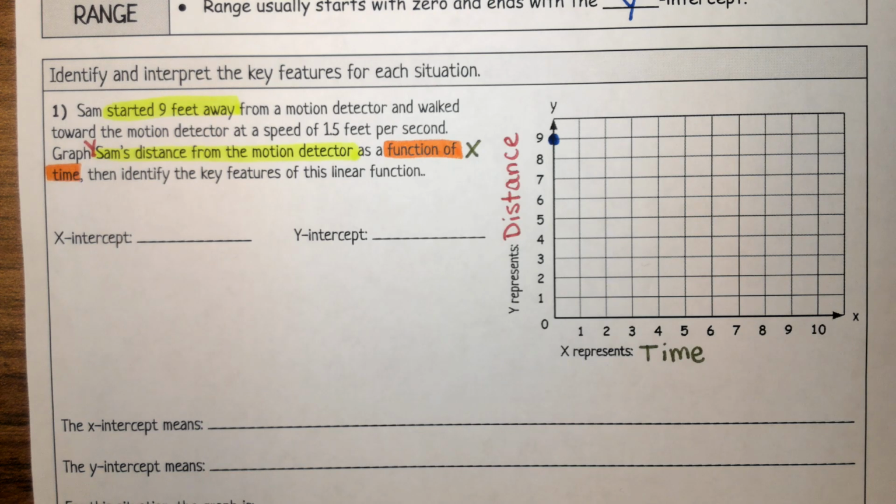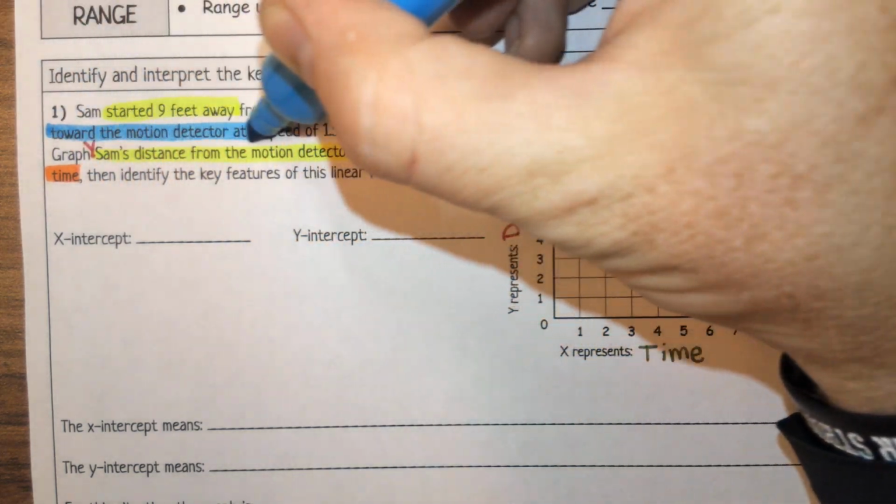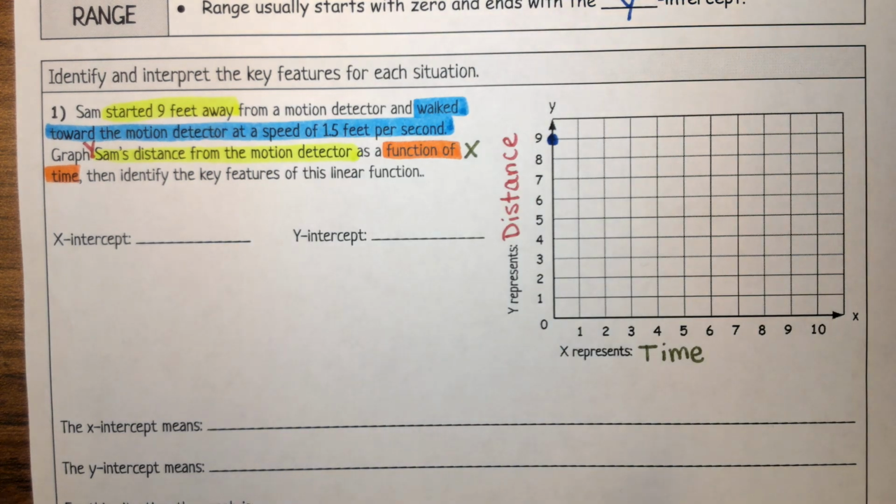Okay. Now we have to go and read to find what this other number means. Okay, so I start 9 feet away from a motion detector. I'm walking toward the motion detector at a speed. Okay, so I'm walking toward the motion detector at a speed of 1.5 feet per second.